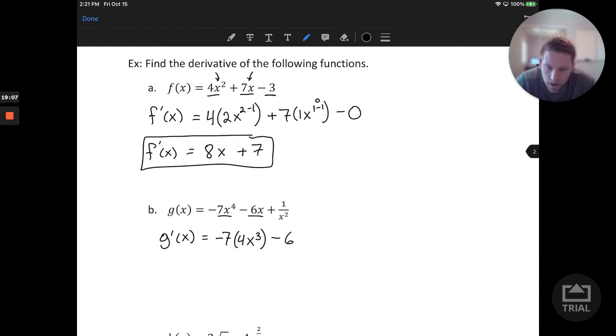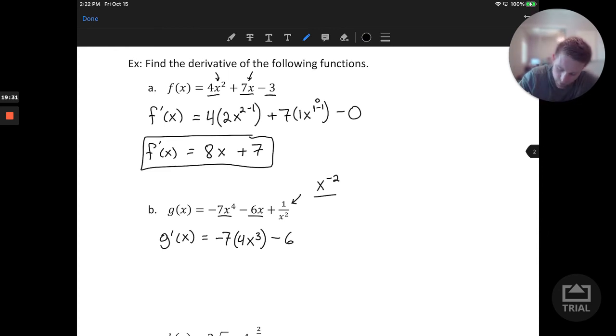Now the last term we have is a little tricky because we have to work with this in the numerator. So if I need to get these powers in the numerator, one way I could rewrite this term is x to the negative second power. And we can still use the power rule with negative exponents. So let's apply the power rule here to x to the negative 2.